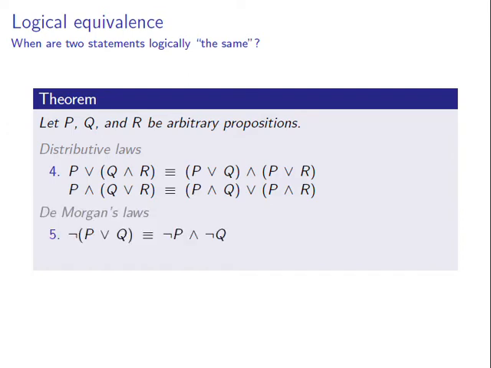The negation of the disjunction P or Q is not P and not Q. The negation of the conjunction P and Q is either not P or not Q. These are De Morgan's laws. Each of these equivalences can be proved by showing that the truth tables of each pair of propositional forms are the same. This is left as an exercise.